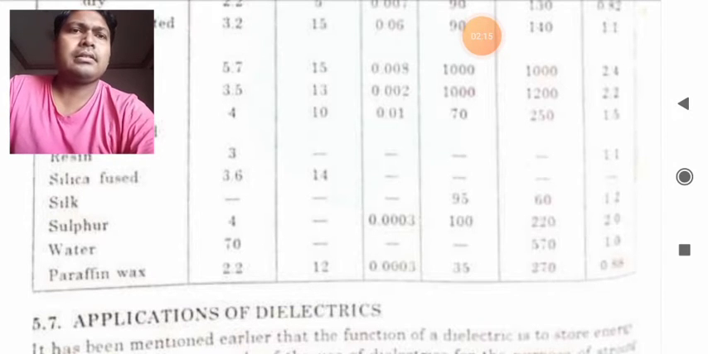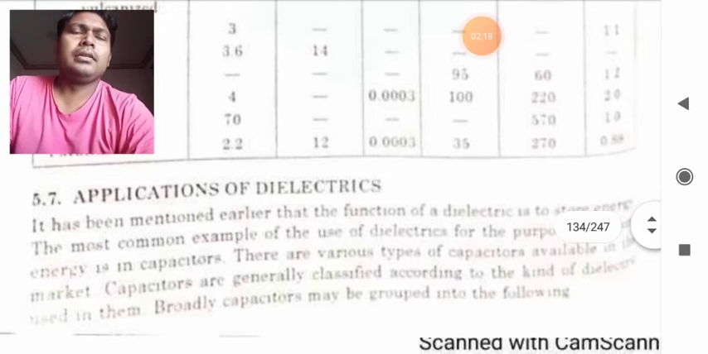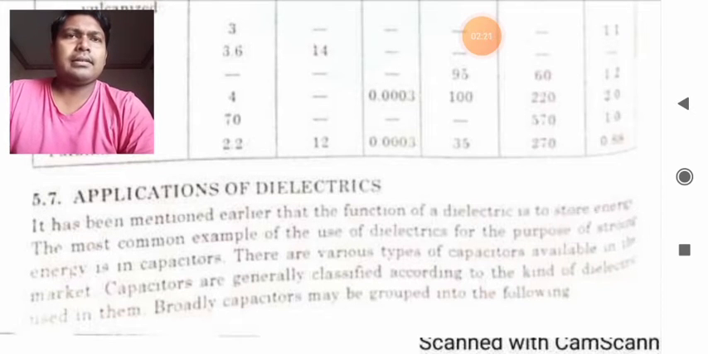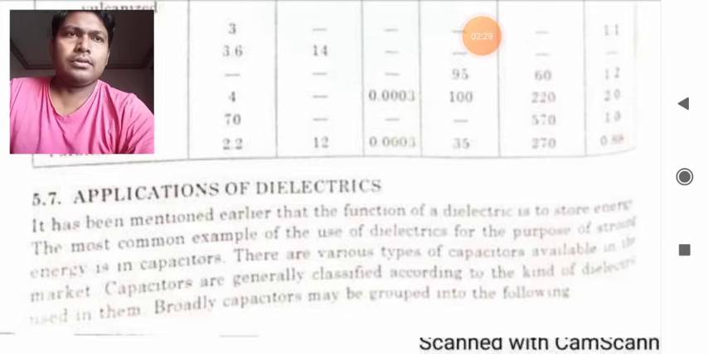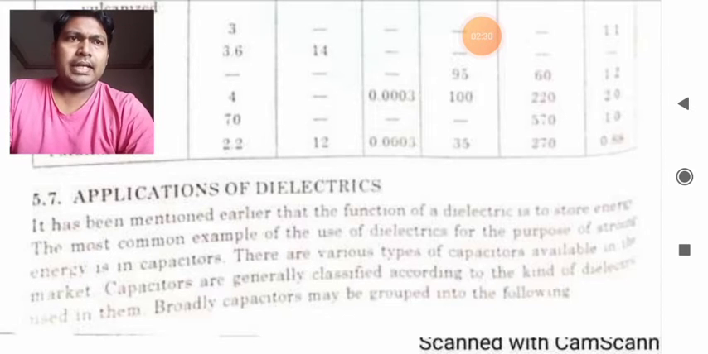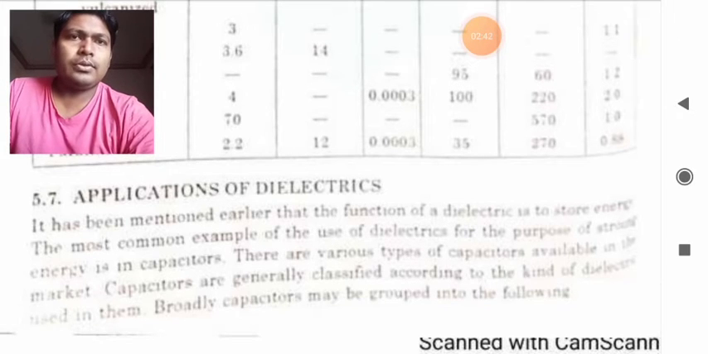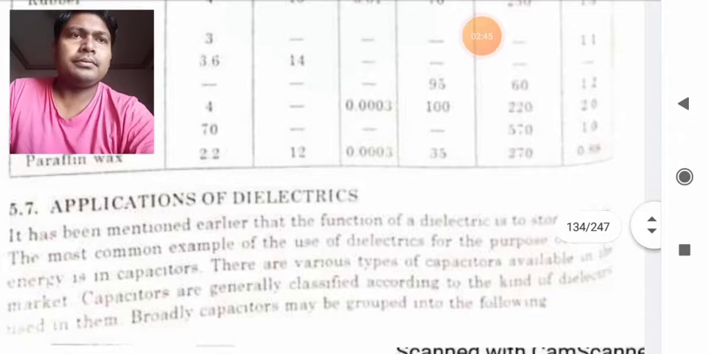Now let us discuss the applications of dielectrics. It has been mentioned earlier that the function of a dielectric is to store energy. So the prime function of a dielectric is to store energy. The most common example of the use of dielectrics for the purpose of storing energy is the capacitor.